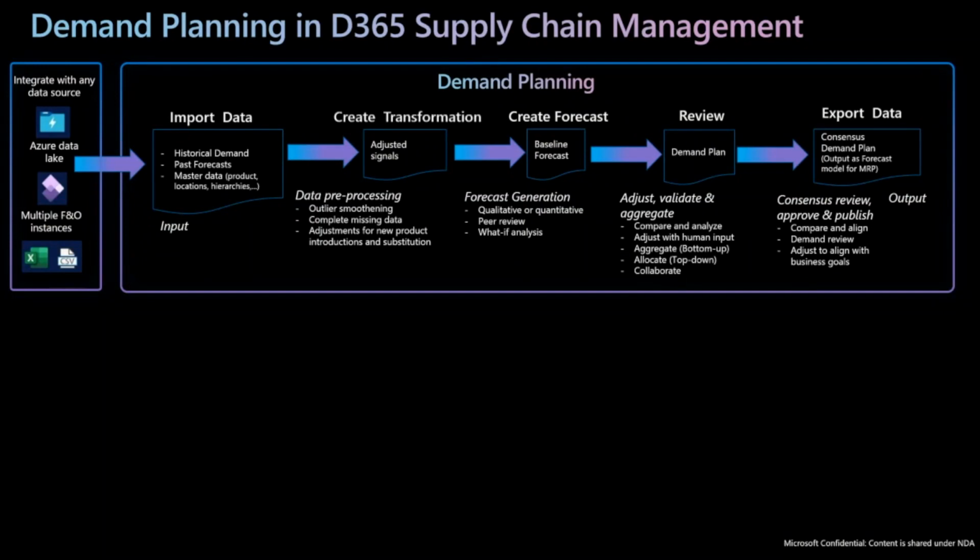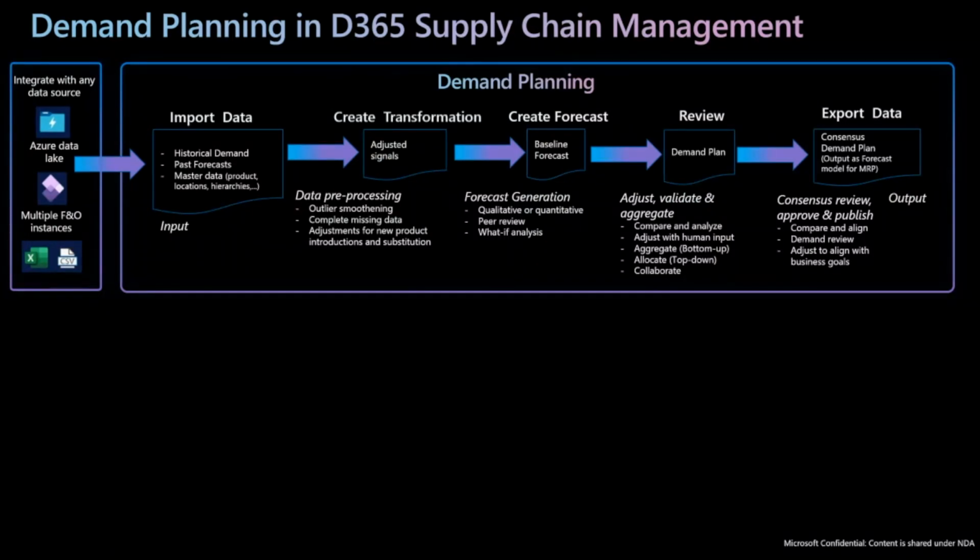Out of that, you can do outlier smoothing, complete missing data, do adjustments, do transformations, then actually create the forecast itself. And once you have the forecast, do that review of the data, seeing how it fits with the historical data, compare with your sales colleagues, your product owner colleagues, and do that collaboration. You'll see that the application is very focused on this part here.